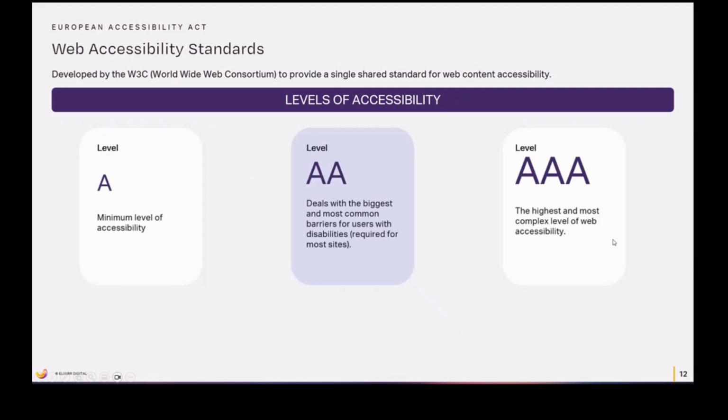So there are 3 main levels of accessibility, and if you're already familiar with accessibility, these will be very familiar to you. So there's level A, which is the minimum level of accessibility, level AA, which deals with the biggest and most common barriers for users with disabilities, and this AAA standard, which is the highest and most complex level of web accessibility. So the recommendation by the European Accessibility Act is to hit AA standards. So it's all the things that we would be used to. You'd probably be very familiar with them once you found out what they are. So yeah, we're dealing with the biggest and most common barriers for users with disabilities at that level.